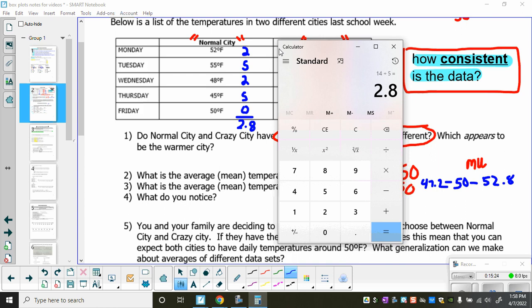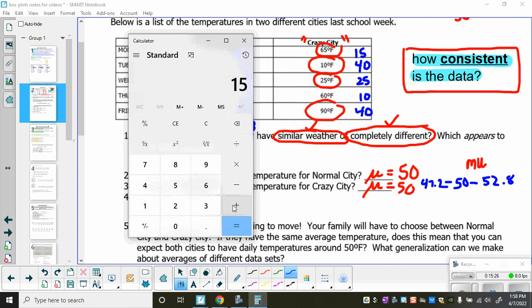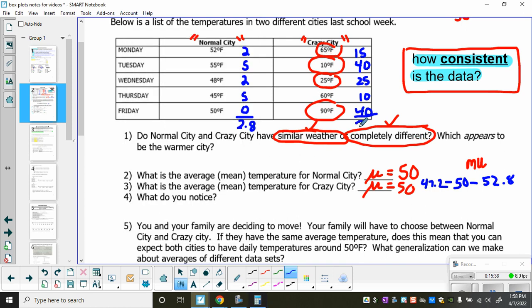Now, when I find the average of these right here, I've got the 15, the 40, the 25, the 10, and another 40. All right, so that adds up to 130. And now when I divide it by 5, I can see that the standard deviation is 26.